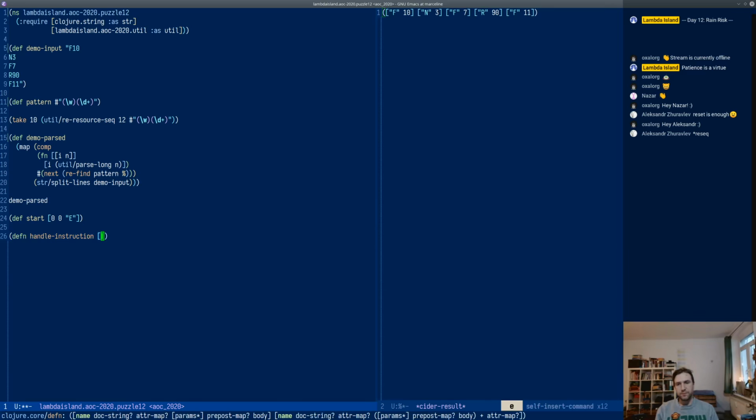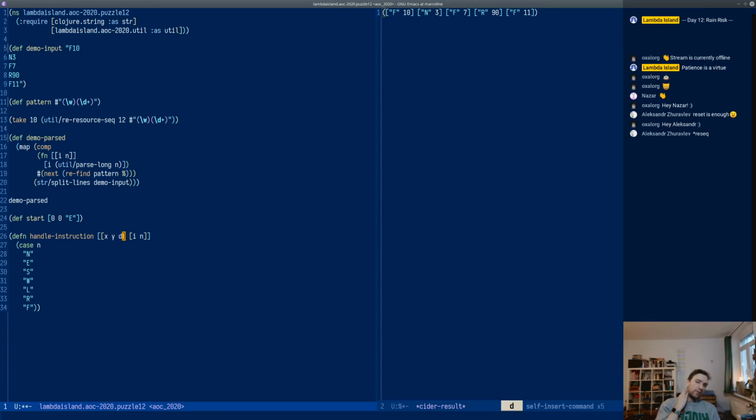Handle instruction. And let's call it IN and just do a case. Let's see how far we get with just a pretty naive approach. So yeah, we have north, east, south, west, left, right, and forward. And let's give it the state first. That'll work nicely in a reduce then. So we have X, Y, and direction.